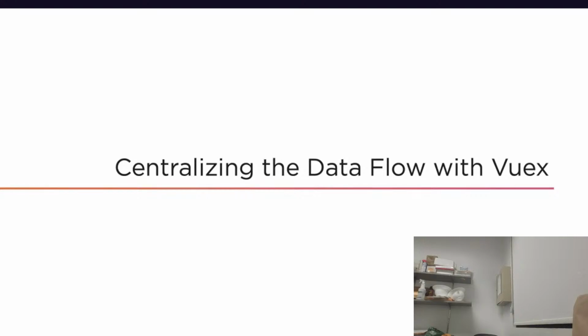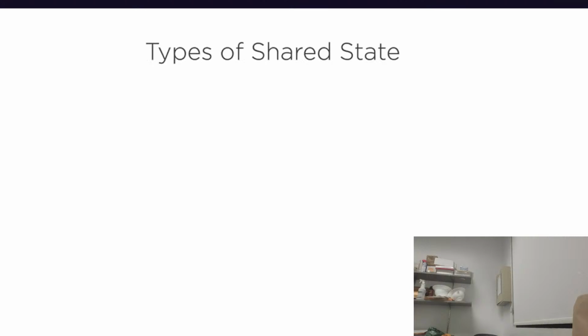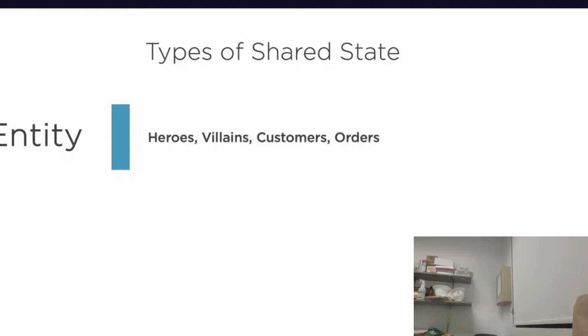Now that we've seen our app without a central data store, let's take a look at the problem that a central store might help us with. The first place I like to start is by discussing the types of shared state you might have. State is just data. So where do you share your data in your app? A lot of us have entities in our app. These could be heroes and villains, or customers or orders. Generally, we have a lot of entity type data in our application, and we share that.